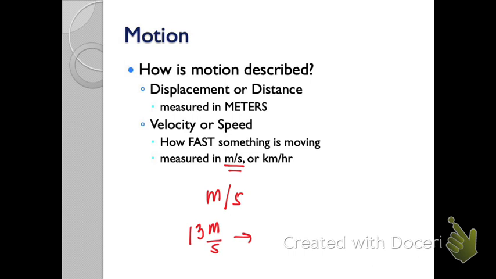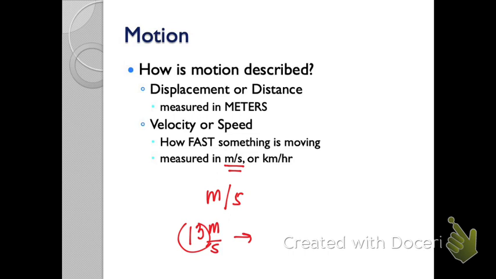After 2 seconds, how far have I gone? 26 meters. After 3 seconds, I've gone 39 meters, and so on and so on. Does that kind of make sense? For every second that goes by, I'm traveling 13 more meters. Okay. Have we done velocity before, or is this kind of new? Yeah, we've done it before? Yes? No? I'm getting yeses and nos.